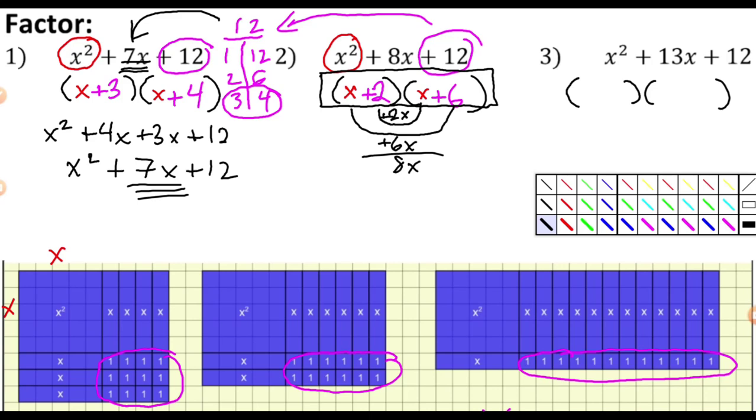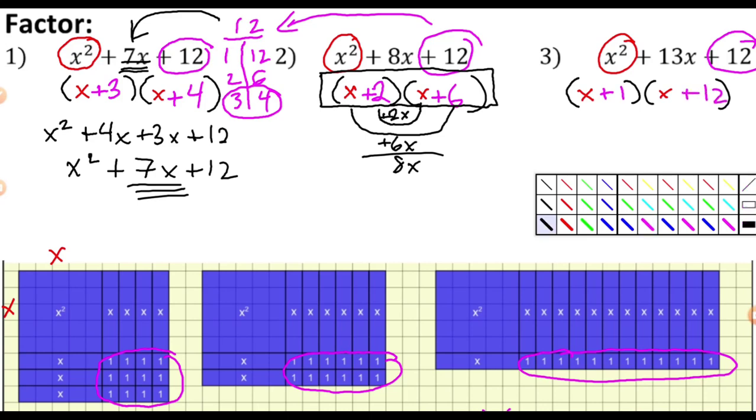Let's look at this one. Well, same thing. Start off, how do we make an x squared? Well, x times x. Perfect. How do we get 12? Well, there are 3 ways: 1 times 12, 2 times 6, 3 times 4. Which one's going to make 13? Well, that's obvious, the positive 1 and the positive 12.